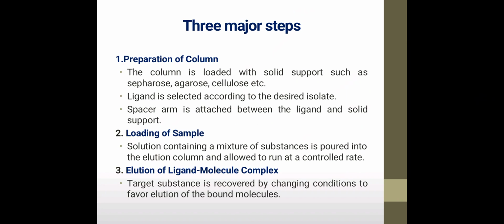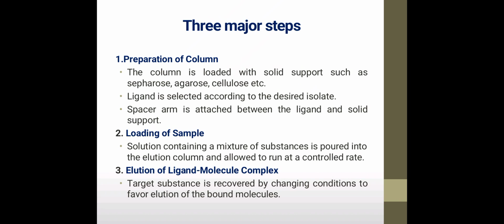And now we will see the three major steps involved in this process. First one, preparation of the column. The important component, that is the column, is loaded with a solid support such as sepharose, agarose and cellulose. The ligand is selected according to the desired isolate, that is, it depends on the analyte. And the spacer arm is attached between the ligand and the solid support. So the stationary phase preparation is a prerequisite, and this is carried out in the first step.